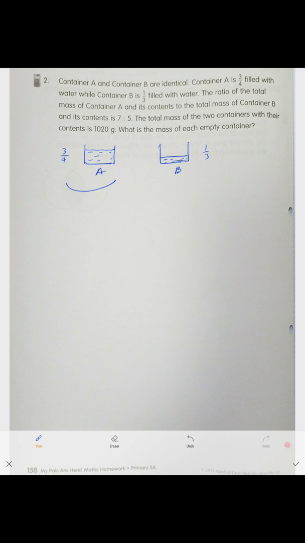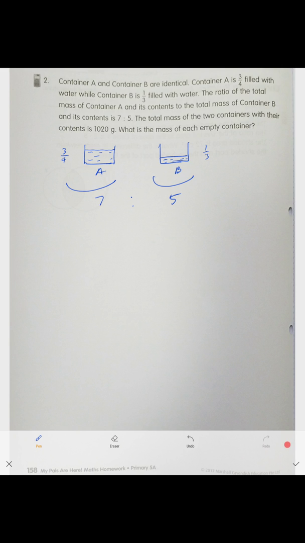Alright, so sometimes it's hard to think, so try to imagine the model, right? Try to imagine a more realistic image of what you have. So you have two containers, A and B, and they're identical. Container A is 3/4 filled with water, right? So there is water, 3/4. And another one is 1/3 filled with water. Alright, and you have the total mass here, and you have the total mass here. And these masses have a ratio 7:5. Okay? This will help you just to understand the problem.